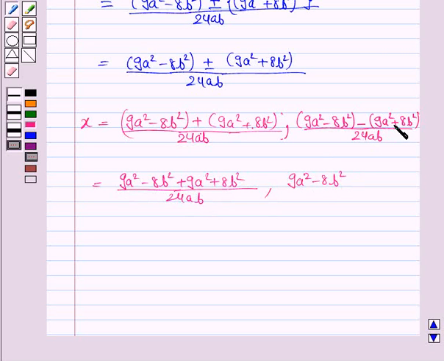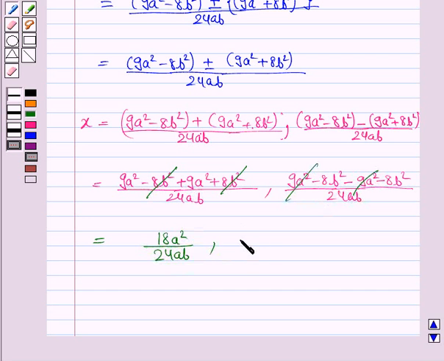Now we have negative sign outside the bracket. So when we open the bracket, sign will change. It becomes -9a² - 8b² upon 24ab. Now -8b² gets cancelled with +8b². And we have 9a² + 9a² is 18a² upon 24ab, and the second value becomes -16b² upon 24ab.